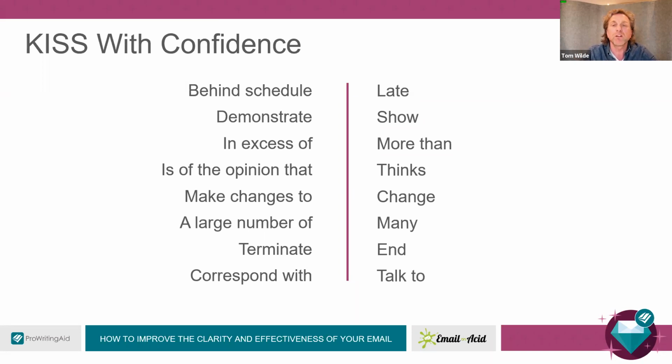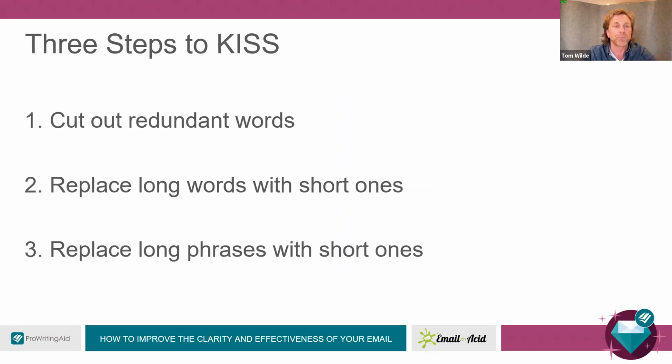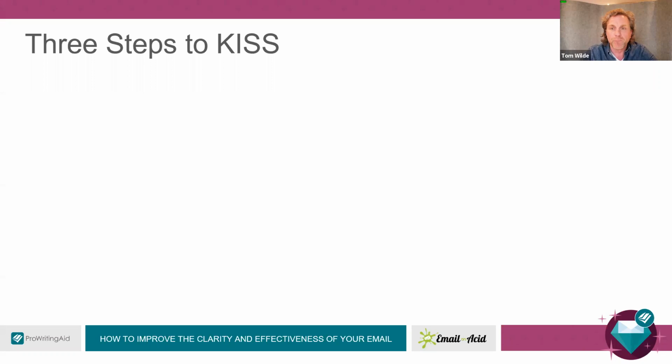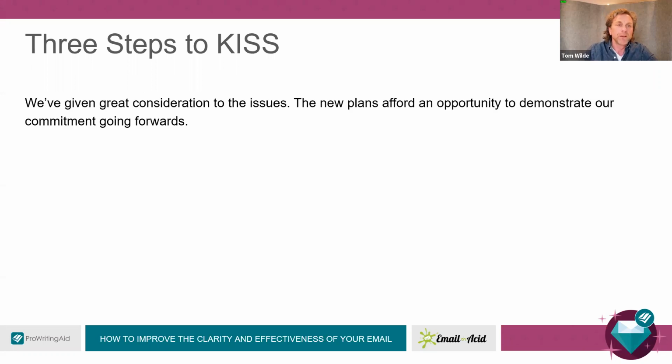How do we tackle KISS? There are 3 steps to it. Cut out redundant words, replace long words with short ones, and replace long phrases with short ones. Let's have a look at an example that I've drawn up. So here we go. We've given great consideration to the issues. The new plans afford an opportunity to demonstrate our commitment going forwards, right?